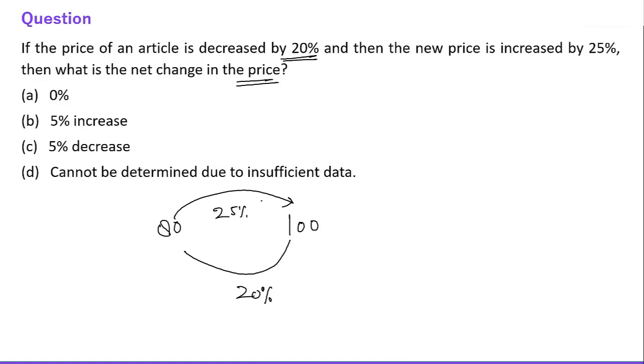So 80 will be increased by 25%. So 25% of 80 is what? 25% of 80 is 20, right? So 80 plus 20, so this becomes 100, right? So obviously, the net change is 0%, fine? So if a quantity is decreased by 20% and then it is increased by 25%, the net change is 0%. Fine, everyone? Now let's move to the other question.